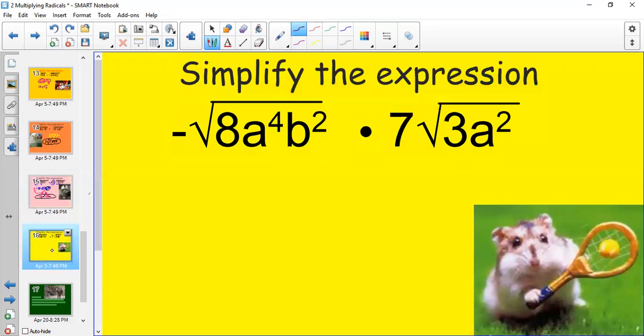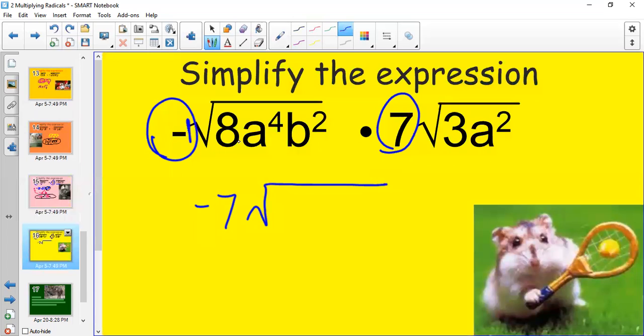All right, last one. Again, if you want to pause here and try this on your own, feel free. And here's what you should have gotten. Multiply outside with outside, so there's a -1 times 7. That'd be -7. Inside with inside, 8 times 3 is 24. We have a to the 6th when you add your exponents together, and b to the 2nd.